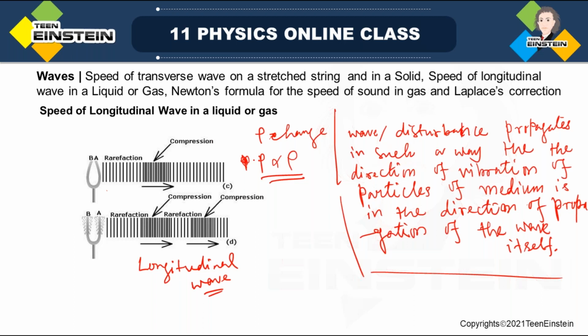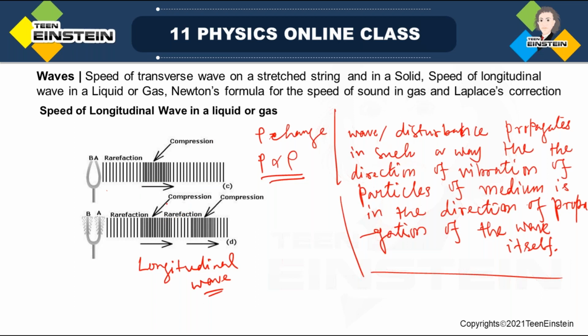So when there is a rarefaction or compression, there will be a change in the density in the medium. Okay, and because of that, there will be a change in the pressure, and that's how a longitudinal wave propagates in a liquid or gaseous medium.